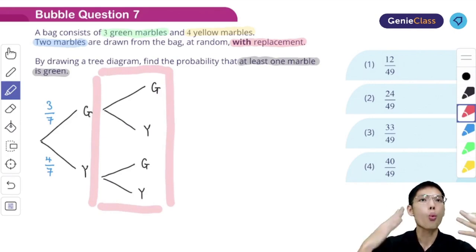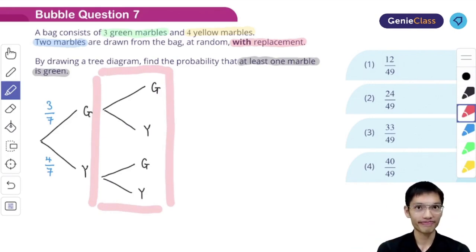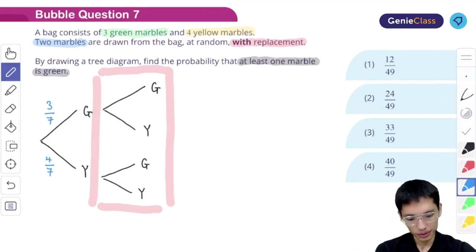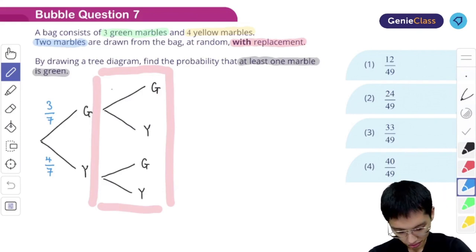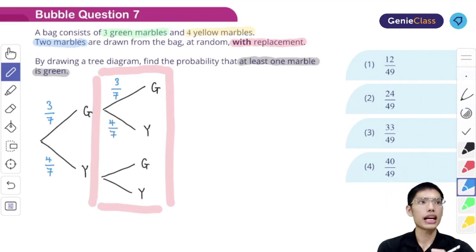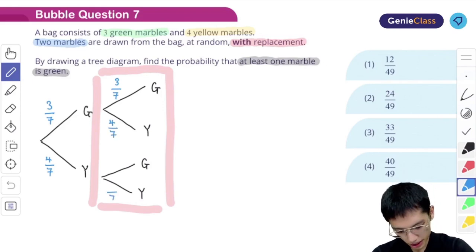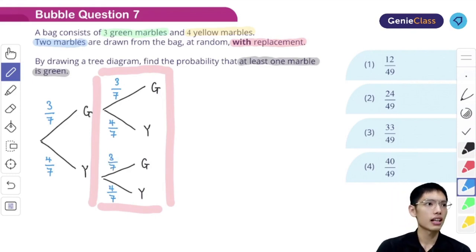In this case, it's with replacement. So therefore, with replacement, what does it mean? Okay, remember what I said, with replacement over here is to consider that the same marble is replaced. Complement. For yellow, same thing. That same marble is replaced. Complement. And henceforth, just nice. Last 3 seconds.